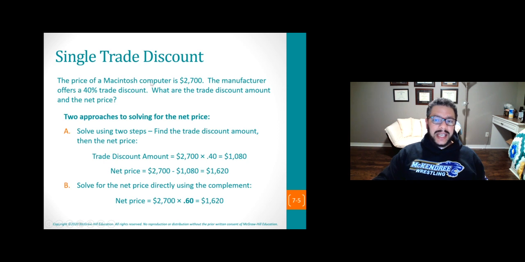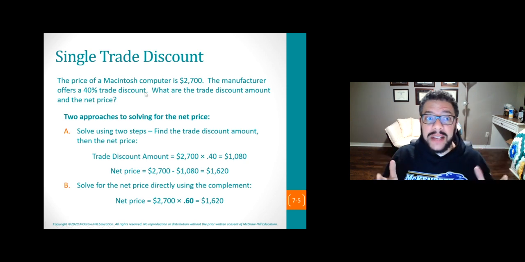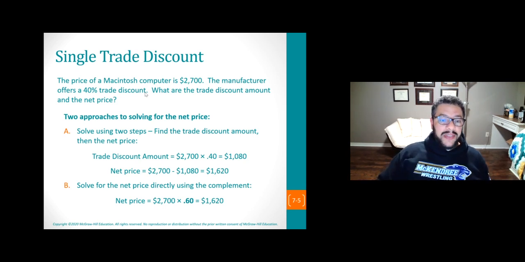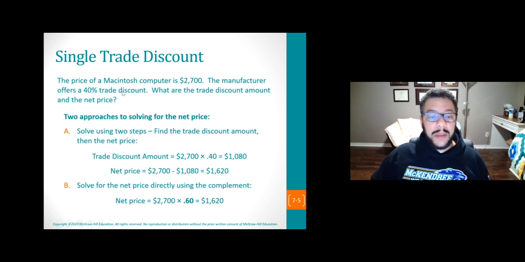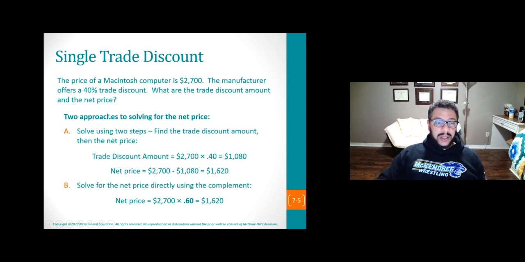The price of a Macintosh computer is $2,700. The manufacturer offers a 40% discount. What does that mean? That means 40% of this we are not going to pay. What are the trade discount amount and the net price? Well, there's a couple of ways that we can actually do this. First of all, we can solve using two steps. Find a discount amount. We have the discount rate, so we can find the discount amount.